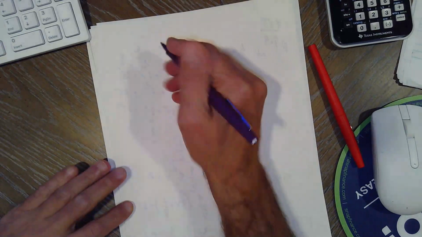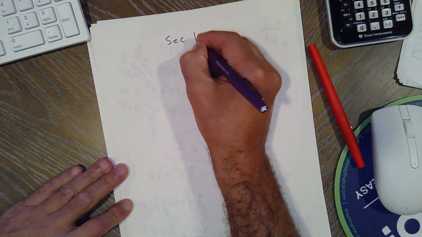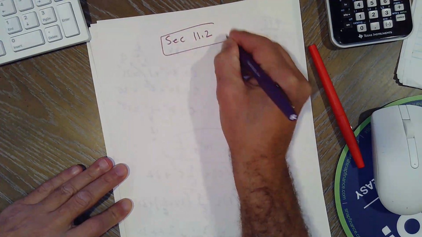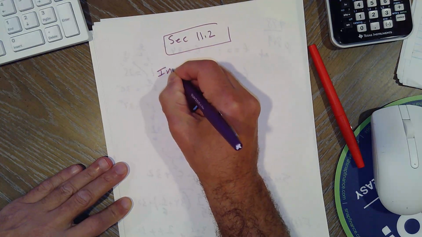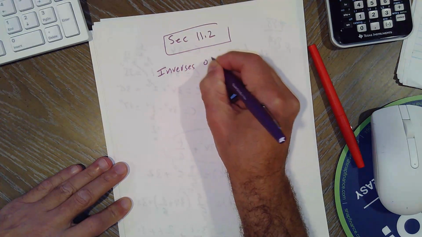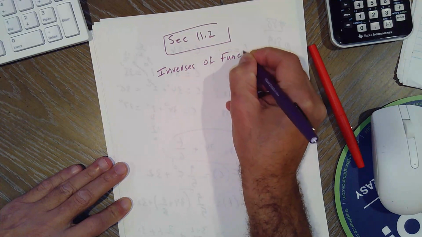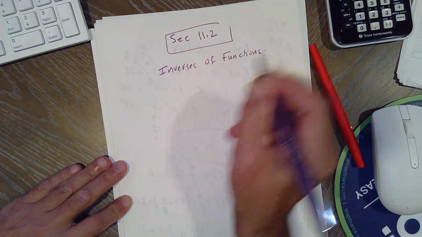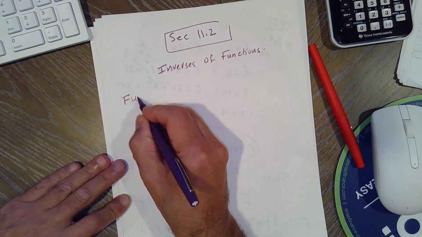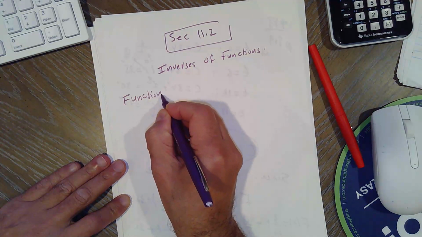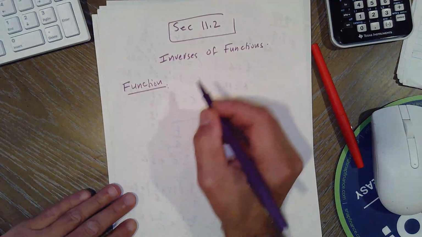So I'm going to continue today with chapter 11, section 11.2. We're going to discuss inverses of functions. So let's first recall what the definition of a function is.